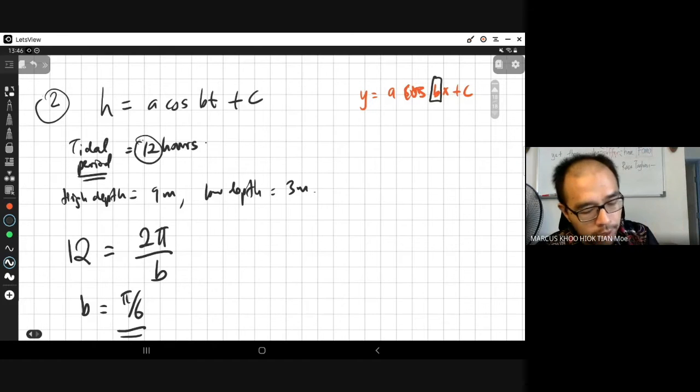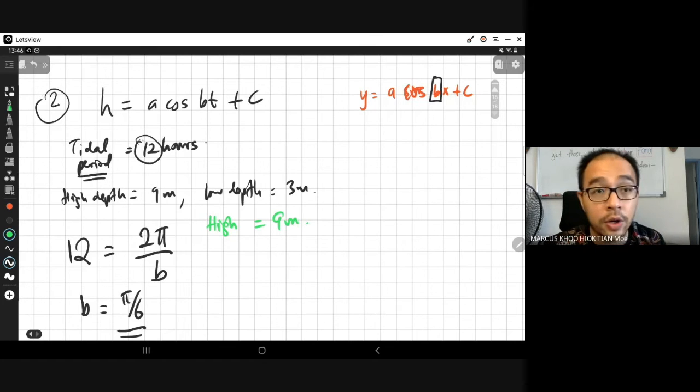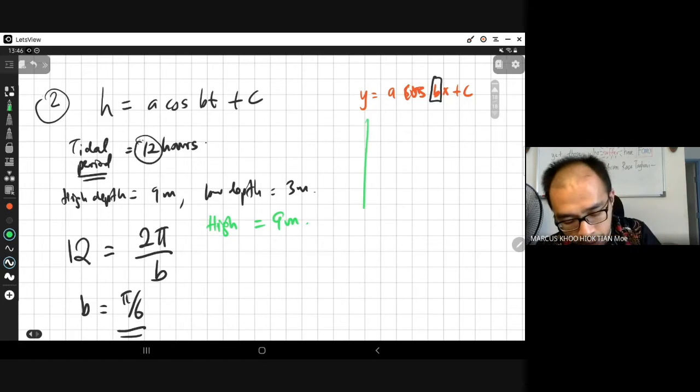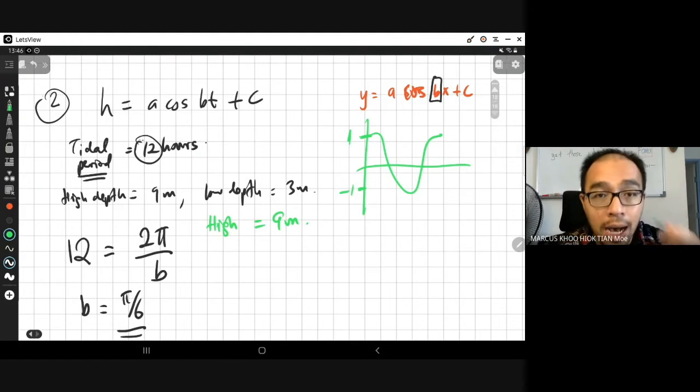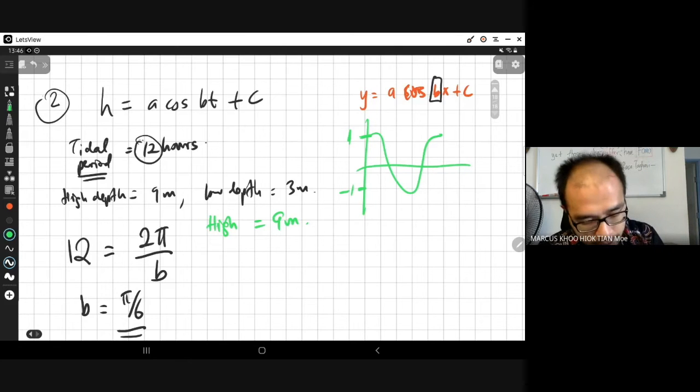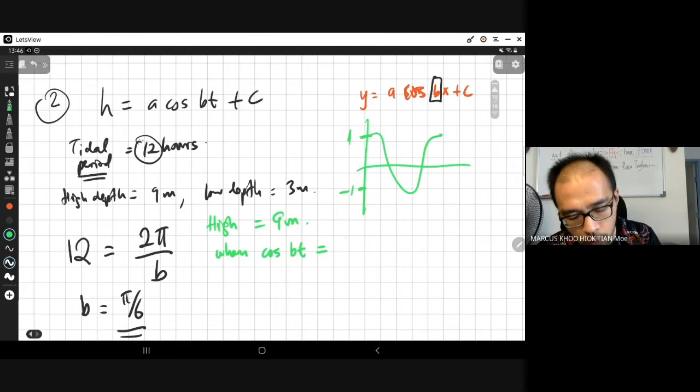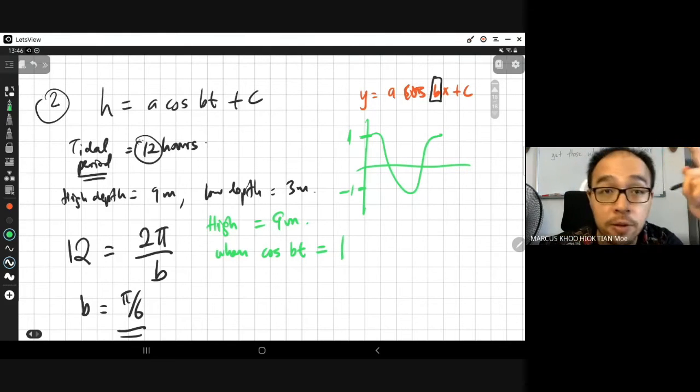Now let's talk about the high depth. When it is high, high is 9 meters. Think about the cos graph. The cos graph is like this, right? Maximum is 1, minimum is -1. So the high depth happens when cos BT equals 1, the maximum value.